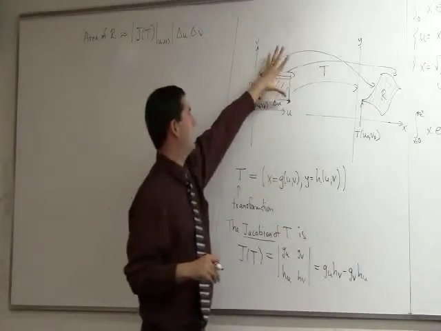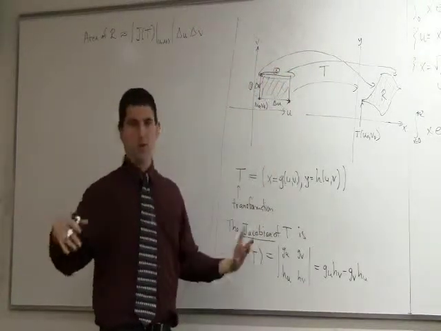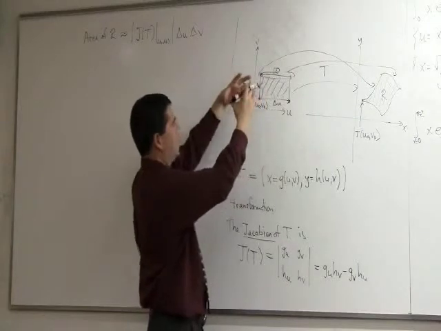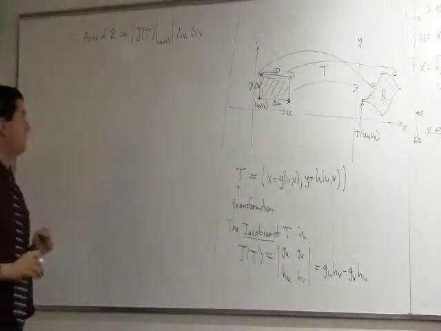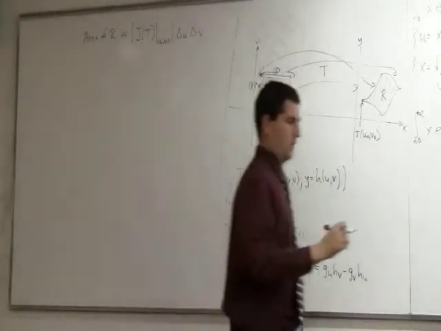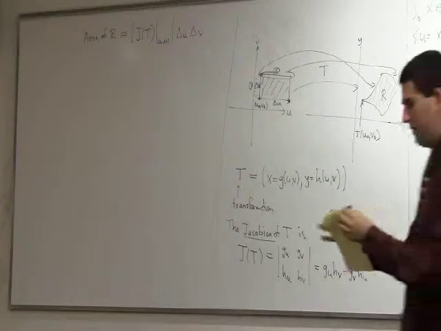Of course, the bigger this gets, the farther away points in here are from U naught V naught, and the worse the approximation is. But the smaller it gets, the closer all the points are to U naught V naught, and the better this approximation gets. Okay, fine. Now we have to write down something long.